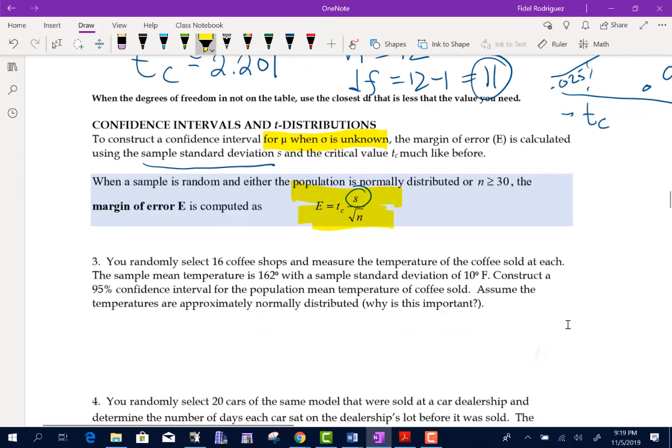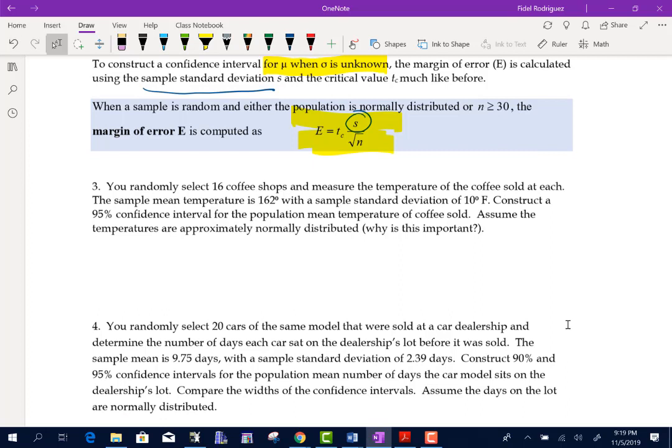So let's take a look at the next problem, number 3, and see if we can figure this thing out. It says we select 16 coffee shops and measure the temperature of the coffee sold at each of them. The sample mean of temperature is 162 degrees with a sample standard deviation of 10 degrees. Construct a 95% confidence interval for the population mean temperature of the coffee sold. Assume that the temperatures are approximately normally distributed.